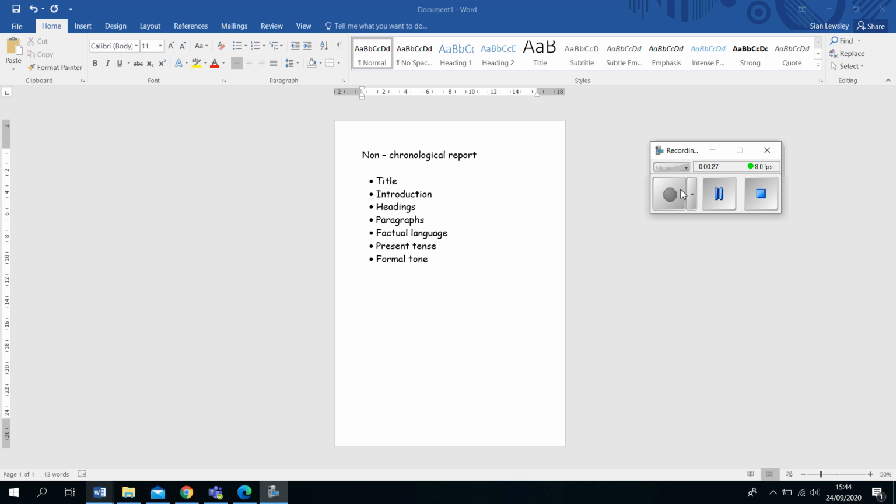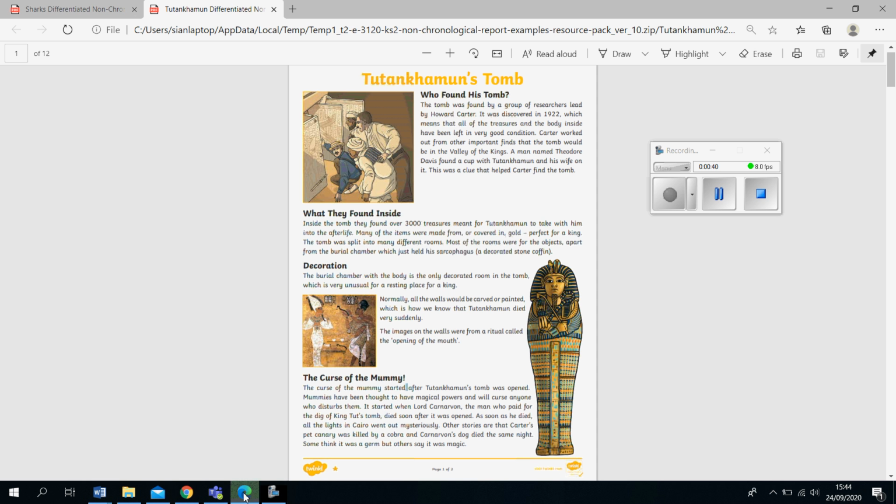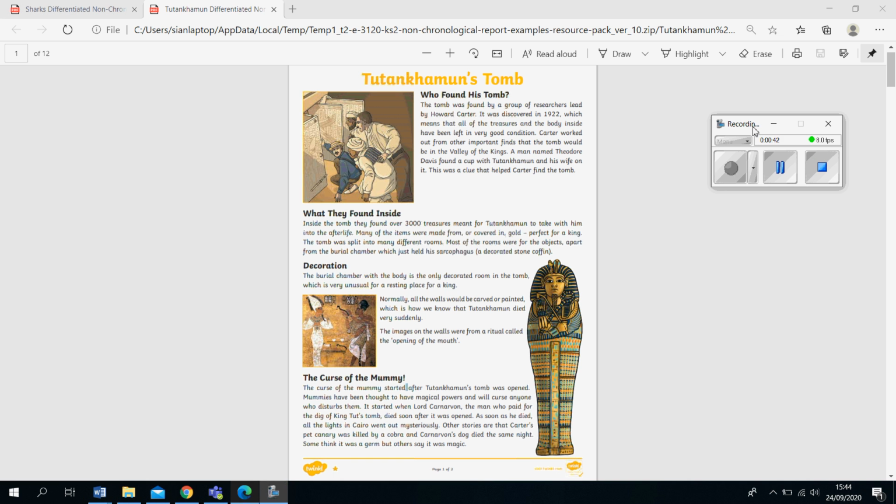And we would use this piece of writing to inform other people, to tell them some information about something that is real and true and something that is factual. I'm going to show you some non-chronological reports. I've got the first one here, about Tutankhamun's tomb. Tutankhamun was a pharaoh in ancient Egypt.